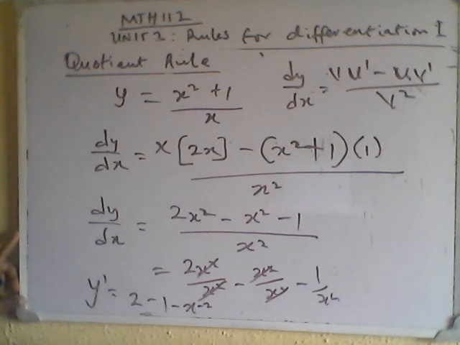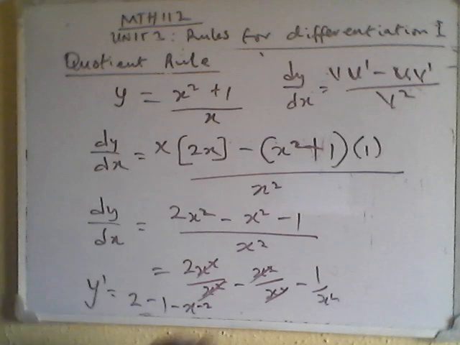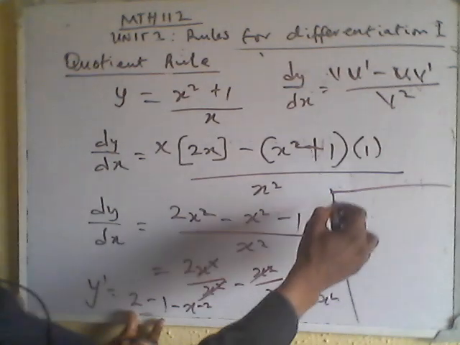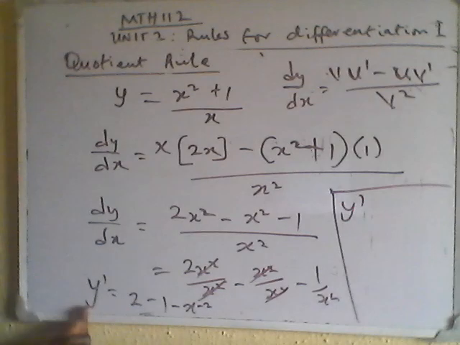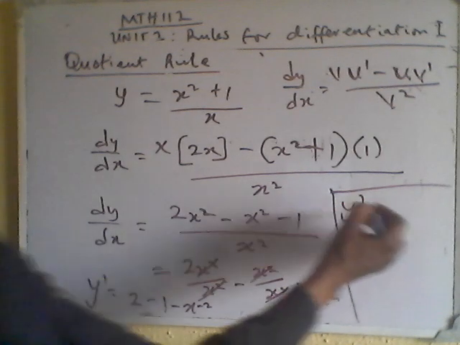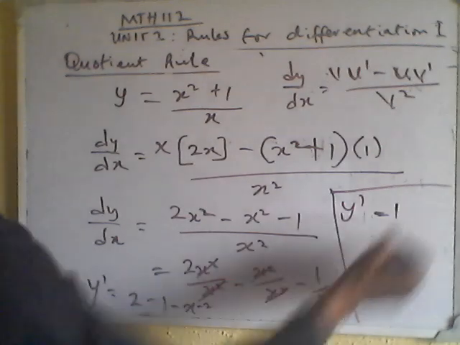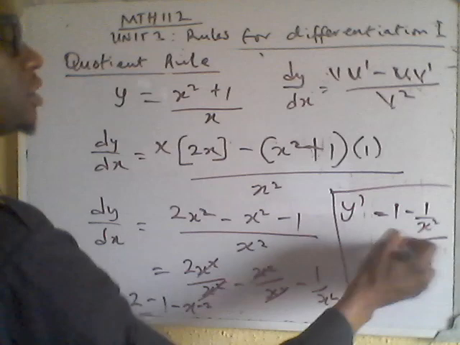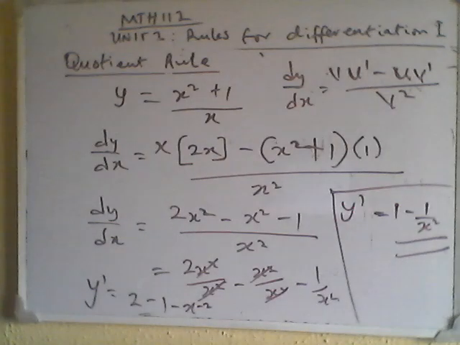Okay, 2 minus 1 is 1, right? I'm still trying to simplify further. 2 minus 1 is 1. So y prime means differentiated y. That's the function is differentiated. It's equals to 2 minus 1 is 1. And this is minus 1 over x squared. So this is the answer for this. We'll do one more and wrap up the video.